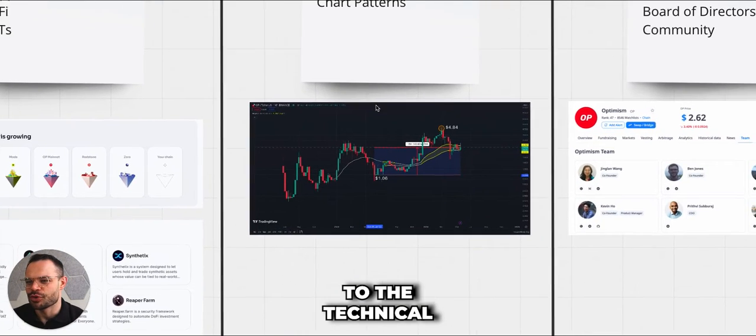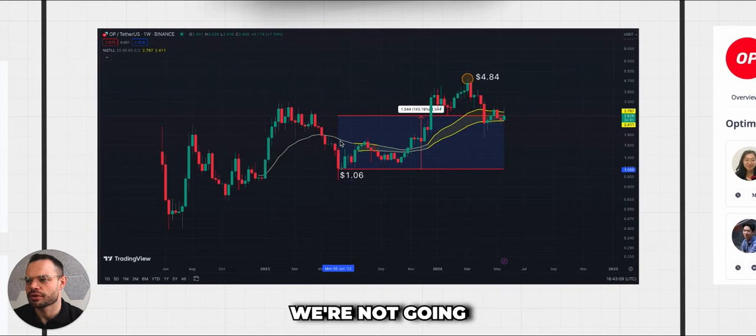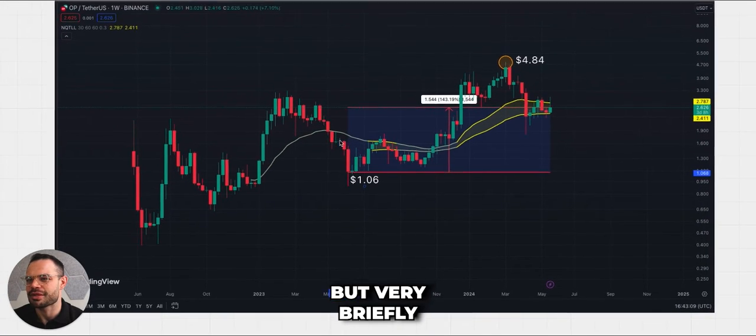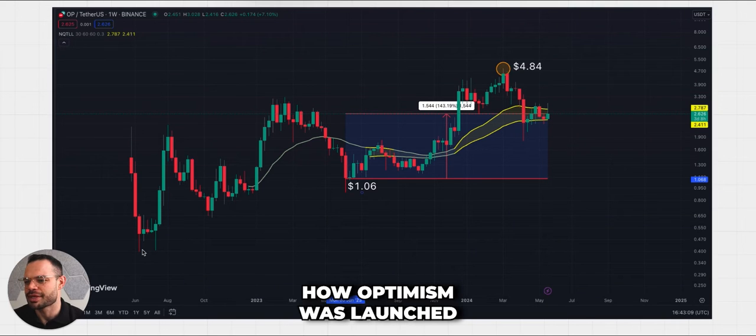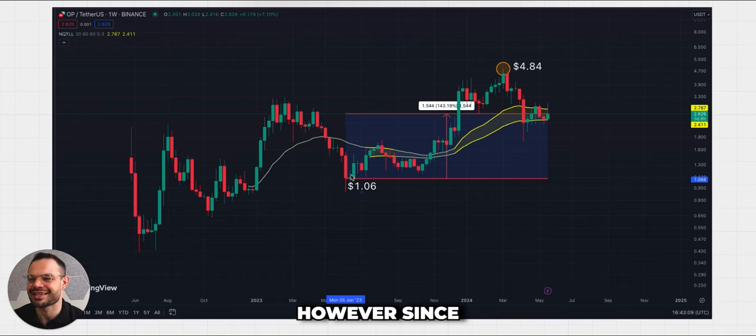As we jump over to the technical analysis, again, we're not going to focus too much on this, but very briefly, we can see how Optimism was launched here in the middle of 2022. We saw a bit of choppiness in terms of price discovery, going up and down throughout the second half of 2022, before we actually got a big movement to the upside here in early 2023, before retracing and correcting back down to this $1.06 mark. However, since that retracement to the $1.06 mark, by June of 2023 we have seen a significant upwards movement for Optimism.